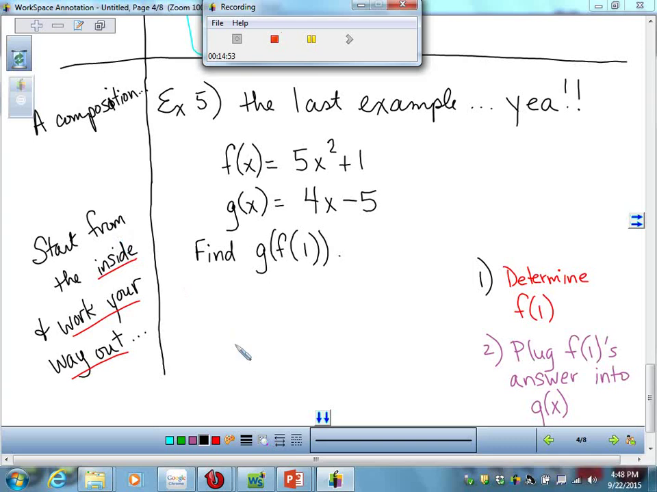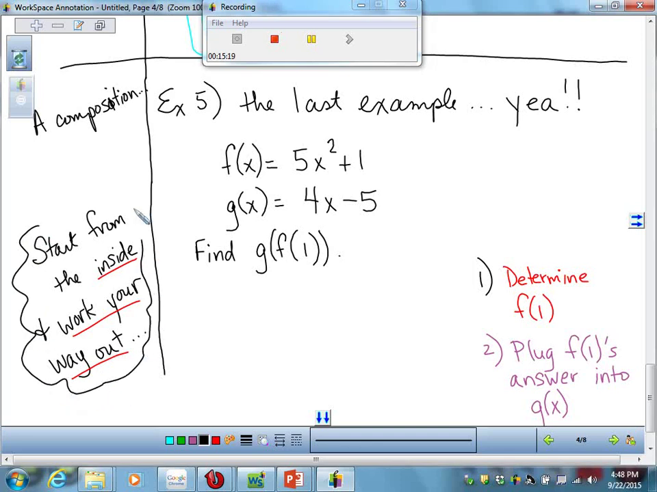Now we're doing a composition. My function for f of x is equal to 5x squared plus 1. g of x is equal to 4x minus 5. We want to find g of f of 1. Now, over here on the side, I have an important message for you, and that message is you always start from the inside when you're working a composition. Start from the inside and work your way out.